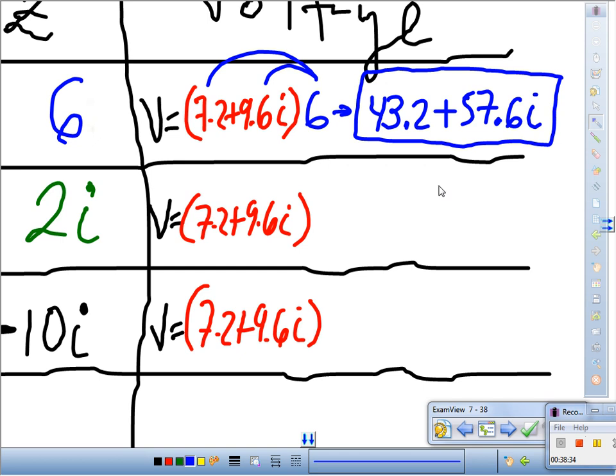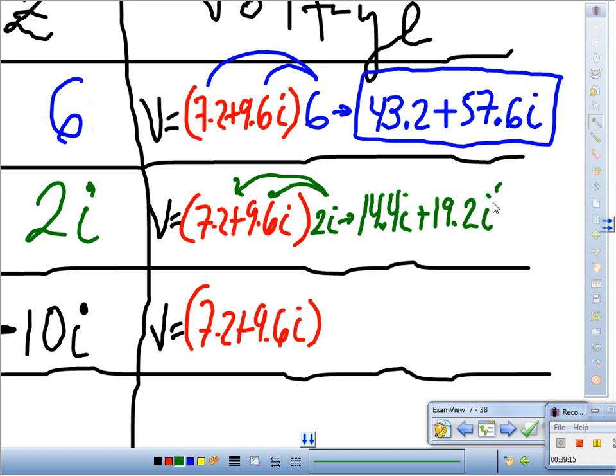So to the next one. The next one is the inductor, 2I, distribute. So 2 times 7.2, that's 14.4, but it's got an I now. All right. 2I times 9.6, that is plus 19.2 I squared.